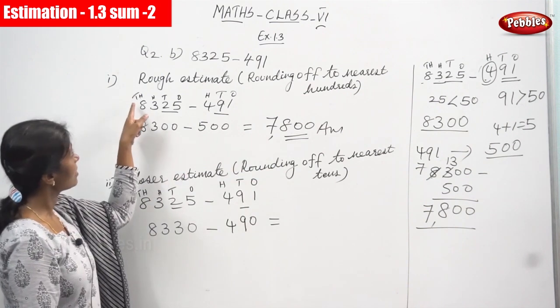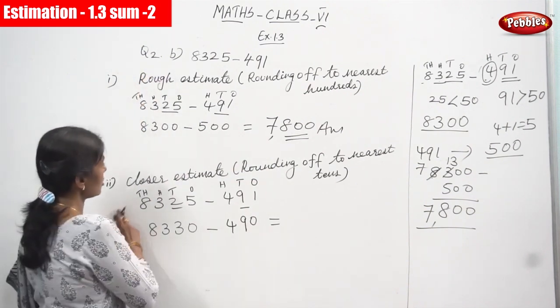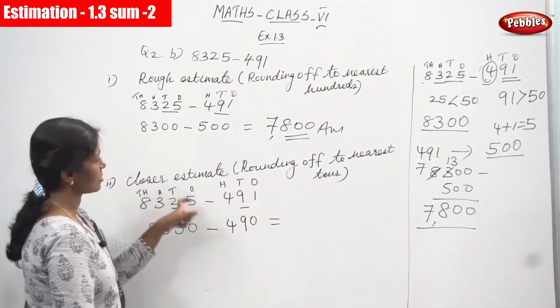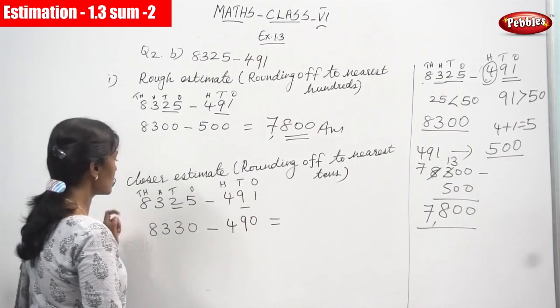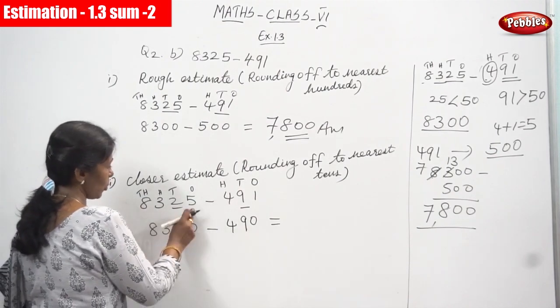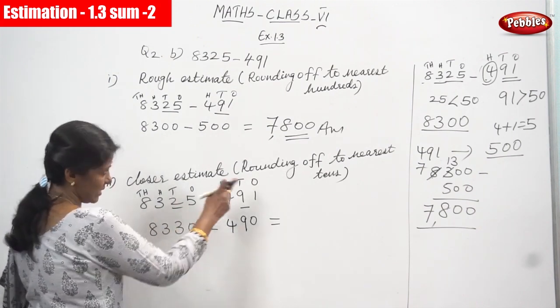And question B, question 2, first subdivision. Second, closure estimate rounding off to the nearest 10. So that we are going to do. We take the same number as given, 8,325. So nearest to 10, the last two digits are considered.